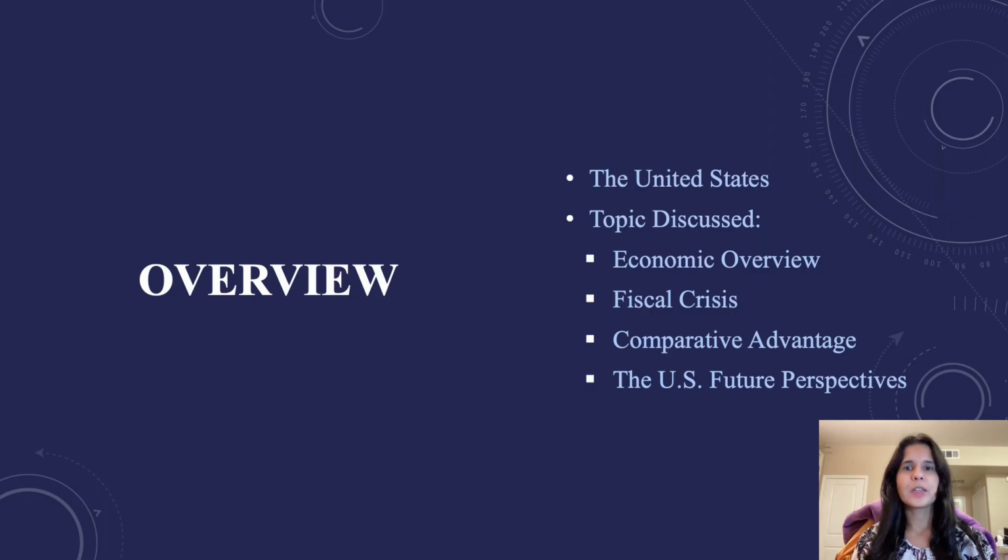United States. This assignment presents a brief perspective of the United States. It is divided into four parts. First, we have an economic overview and some examples of economic reforms and growth rates. Then we talk about the fiscal crisis of 2007-2008. Then we talk about the definition of comparative advantage as well as some of the United States' comparative advantage. And finally, we talk about the US future perspectives.